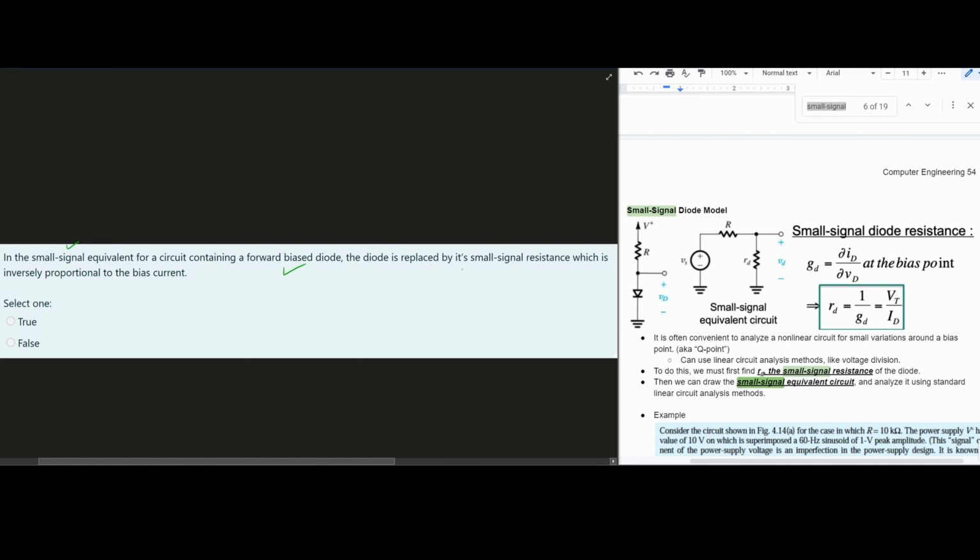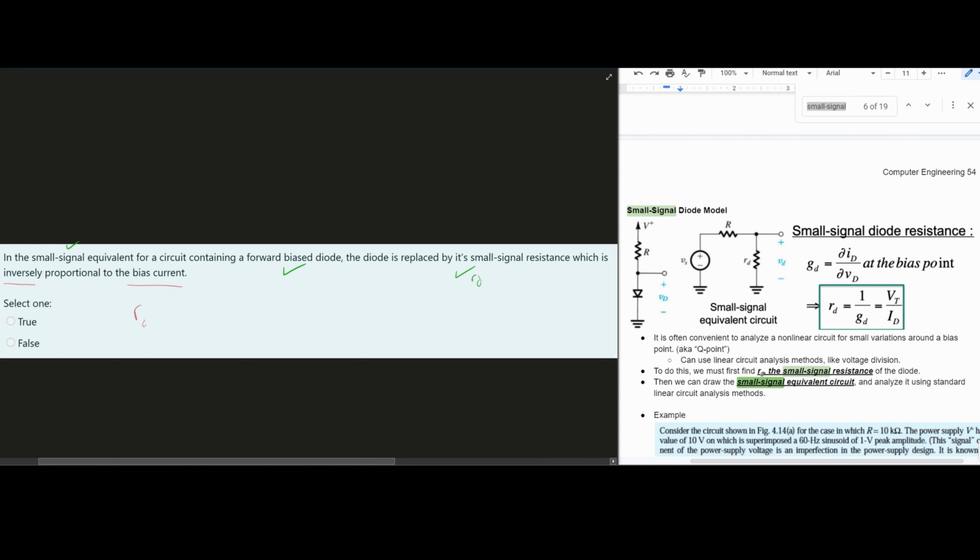The diode is replaced by its small signal resistance. Well, we have a small signal resistance right here of our diode, which is our RD. So this is true. We know this to be our R subscript D, and it's inversely proportional to the bias current. So now this part is important. So we have inversely proportional bias current.